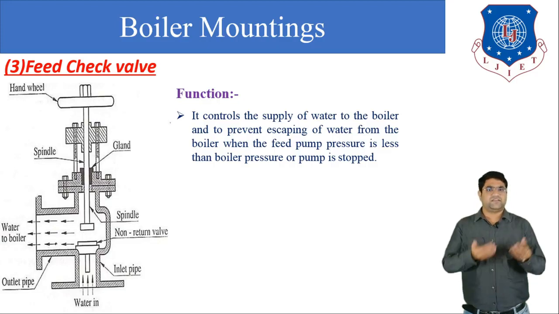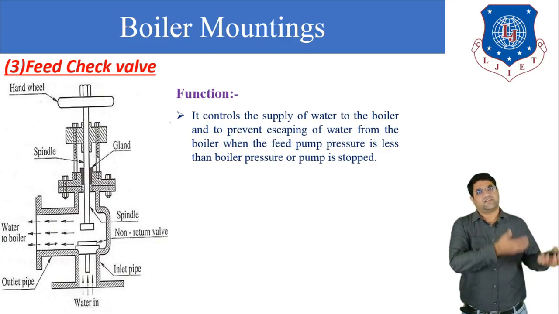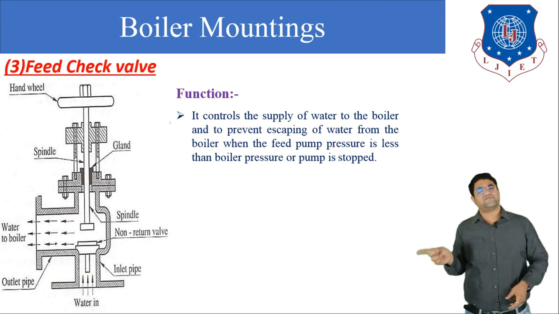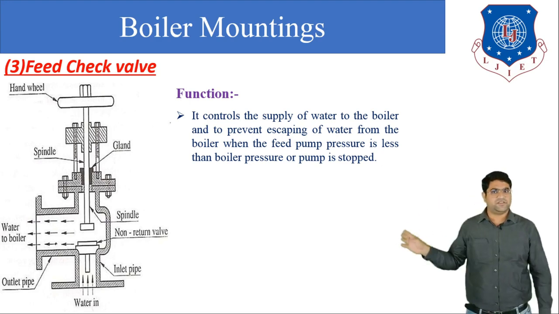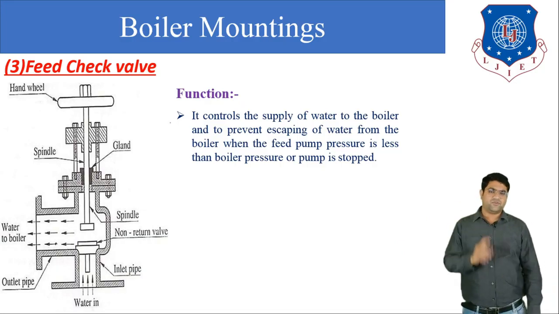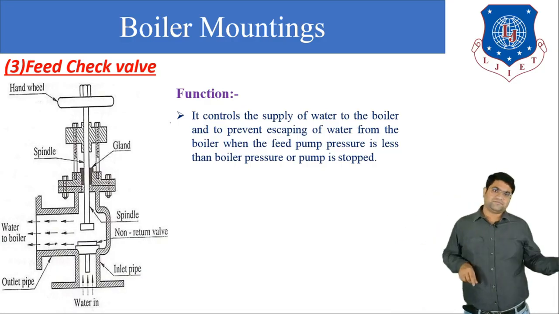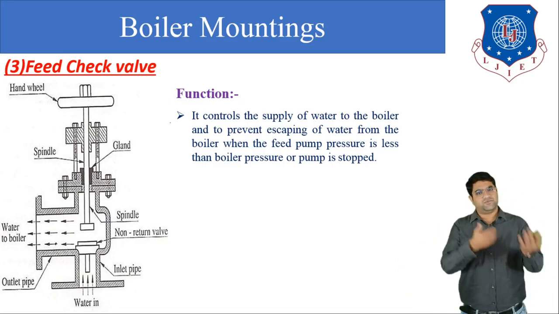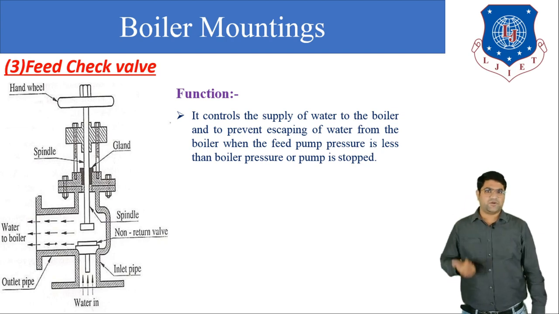So we can say that the water which is inside the boiler cannot run out from the boiler to the pump. Reverse flow is not possible with the help of this feed check valve. So flow will be in one direction only, from the pump to the boiler. The flow cannot be reversed from the boiler to the pump. This is not possible.